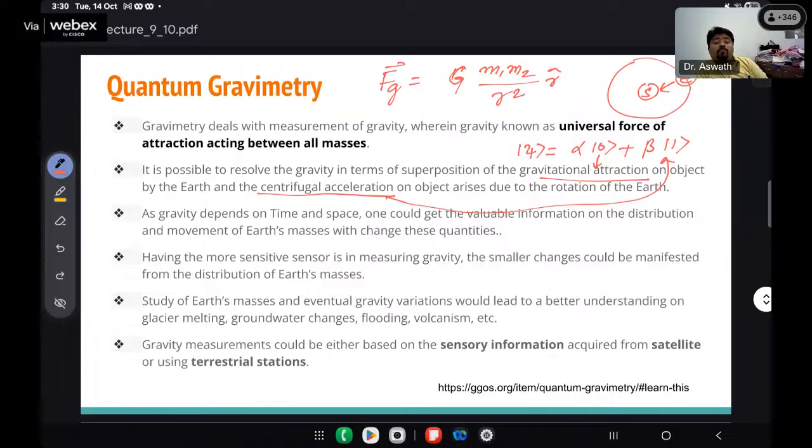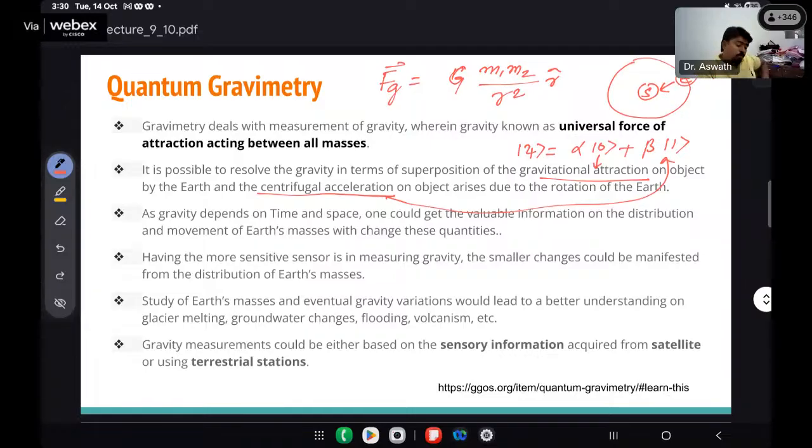And if you have powerful sensors to measure, you can get more insights about the various things that can happen on the earth. So that's what they're saying. Study of the earth masses and the eventual gravity variations would lead to better understanding of glacier melting, groundwater changes, flooding and volcanic activities.